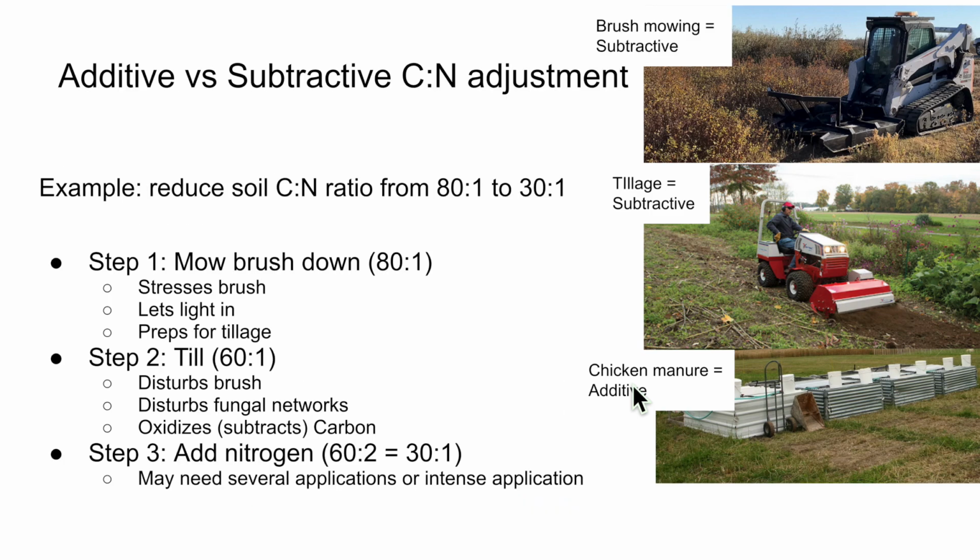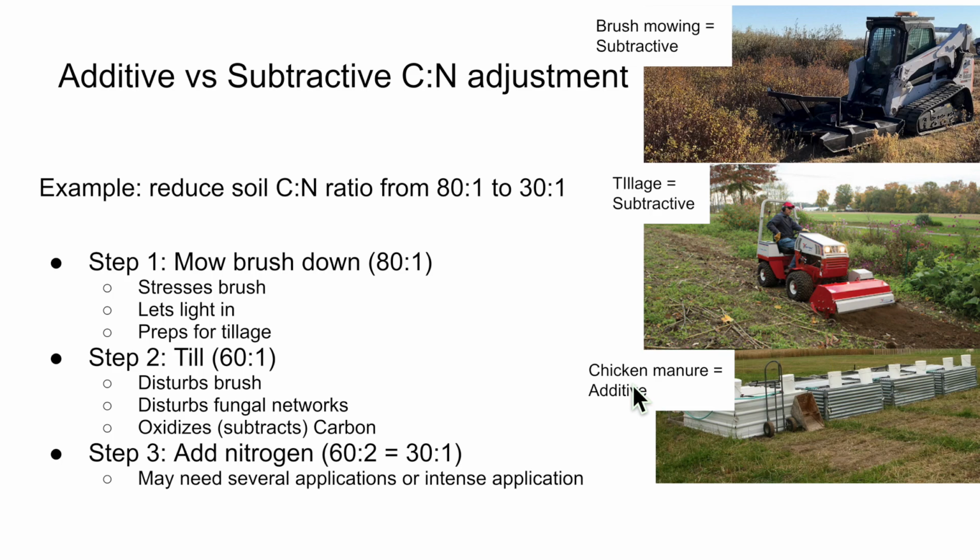Here's another way of looking at it. What we're trying to do is basically change the soil carbon to nitrogen ratio from 80-to-1 to 30-to-1. Step 1. Mow the brush down. This stresses the brush, lets light in, and preps for tillage. But we haven't really changed the carbon to nitrogen ratio yet.